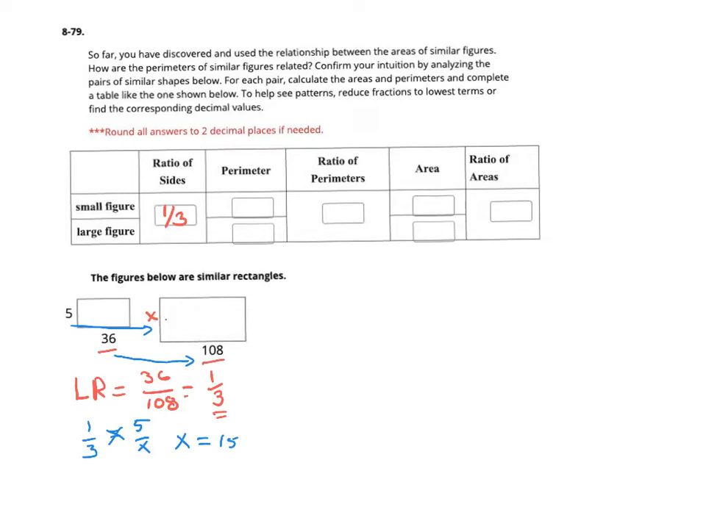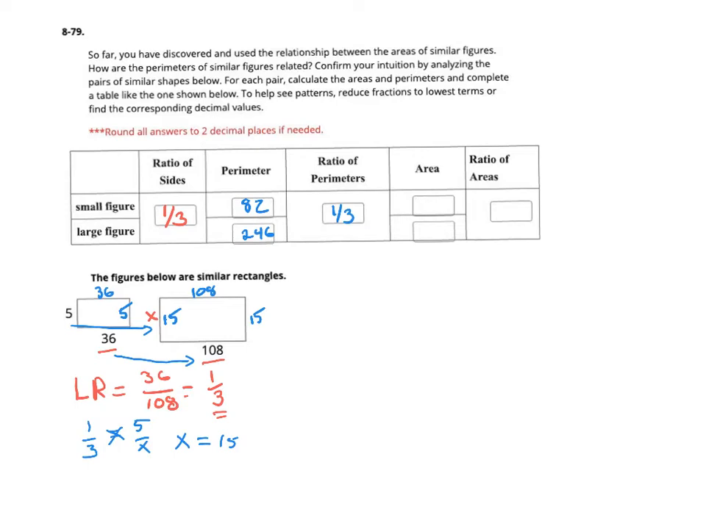So to find the perimeter, I know that this side's 15, this side's 15, and this is 108. That's 36, this side's 36, and this side is 5. So when you add those all up, the perimeter of the small one is going to be 82, and the perimeter of the large one is 246. Now, if you write that as a fraction and reduce it, that also reduces to 1/3.